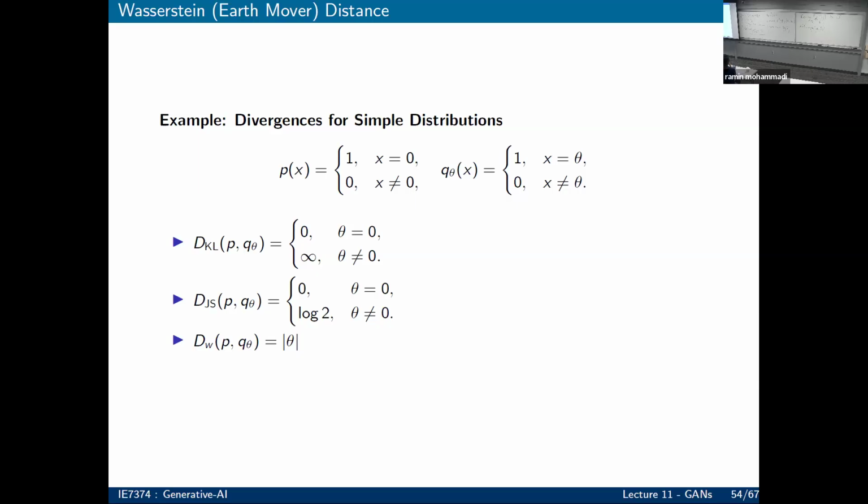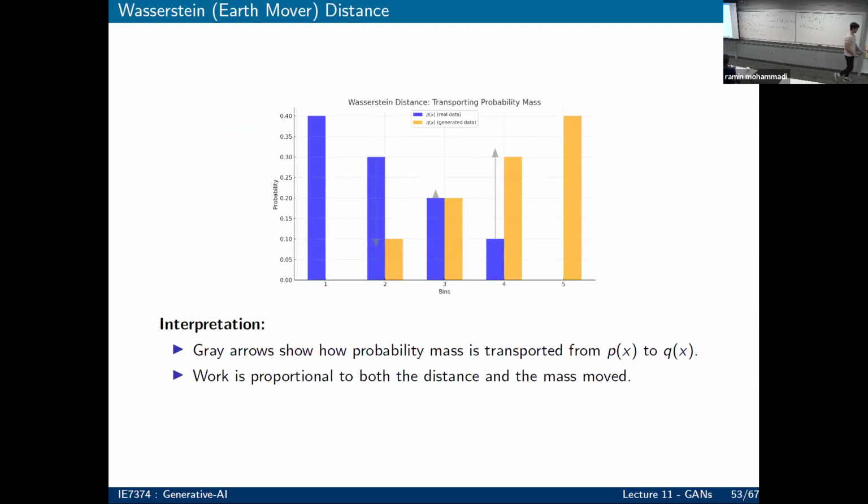On the other hand, for the Wasserstein distance, remember it was a norm 1 of x minus y. So it becomes norm 1 of theta minus 0, which is norm 1 of theta. So that becomes the Wasserstein distance. This is the equation again.